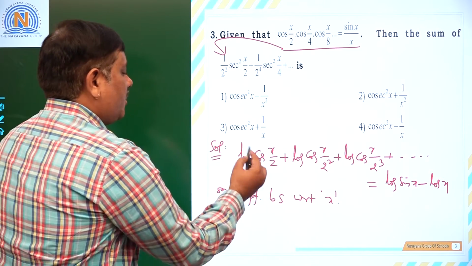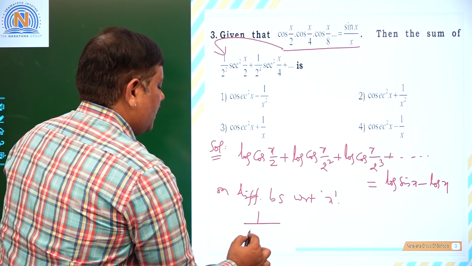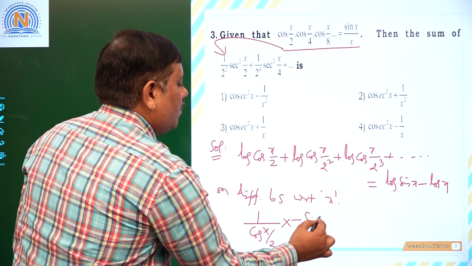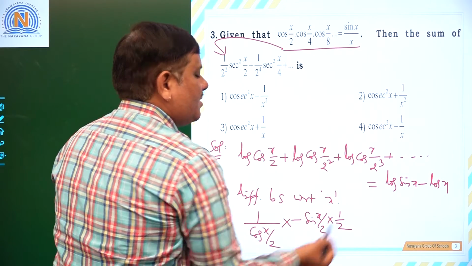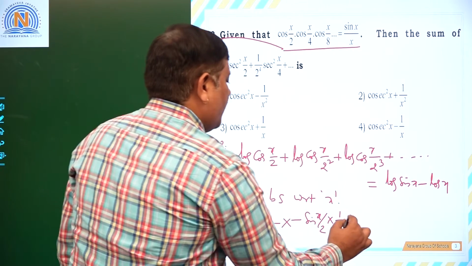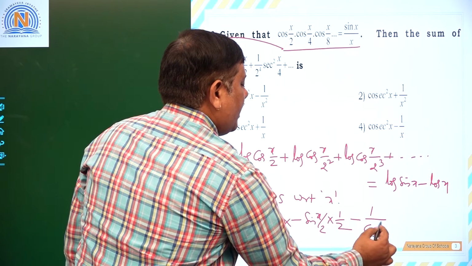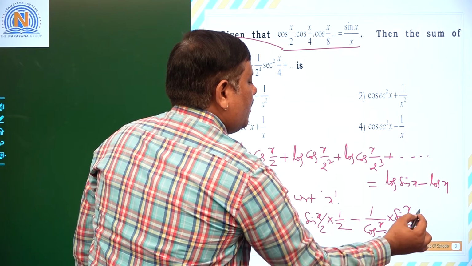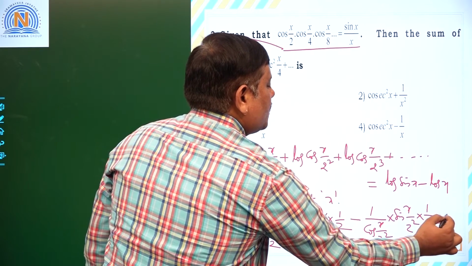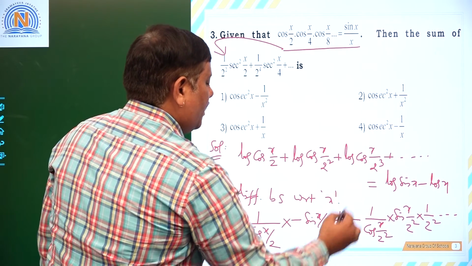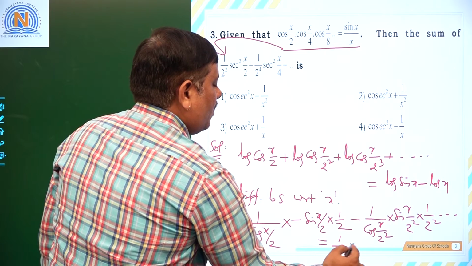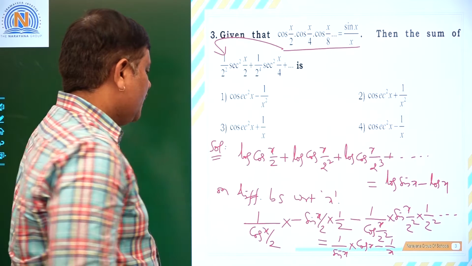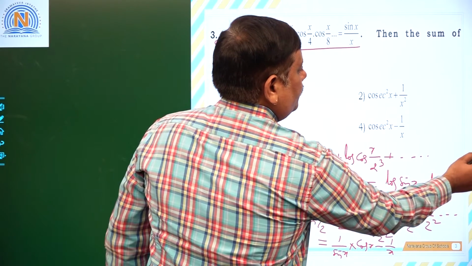On differentiating both the sides with respect to x, what is derivative of this function? Log x derivative is 1 by x, that is 1 by cos x by 2 into derivative of cos x by 2, minus sin x by 2 into 1 by 2. What is this? Chain rule. Next, here also we get minus 1 by cos x by 2 square into sin x by 2 square into 1 by 2 square, and so on. That is going to be 1 by sin x into sin x derivative is cos x, minus of course 1 by x. This is what we have. So let us try to write it now.